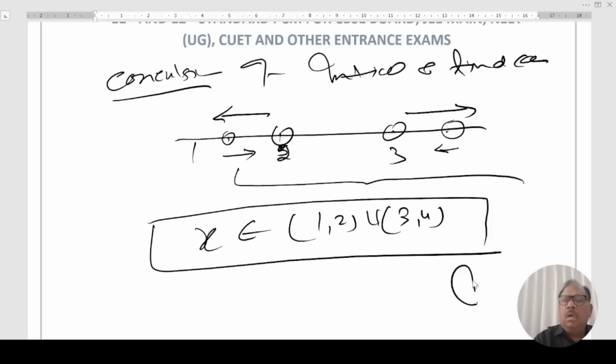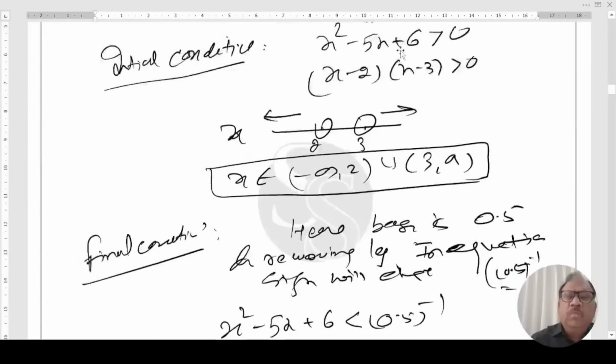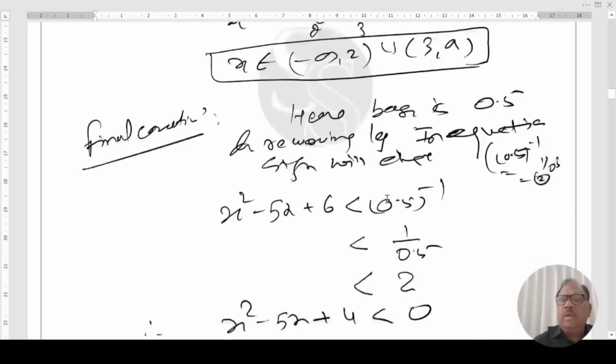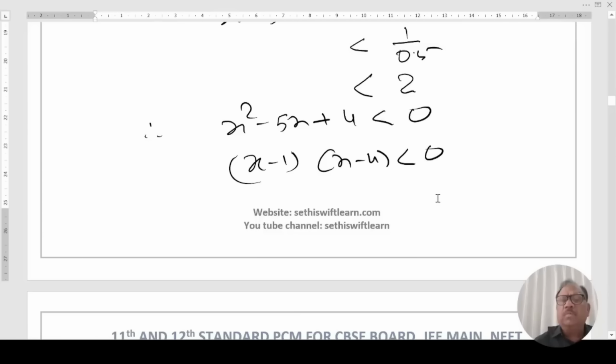This is the answer. Whenever you have to solve a log question, two conditions are to be checked. One, the quantity in the log should always be greater than 0, and check whether the base changes the inequality sign, yes or no, after removing the log. Then find the answer. Next question.